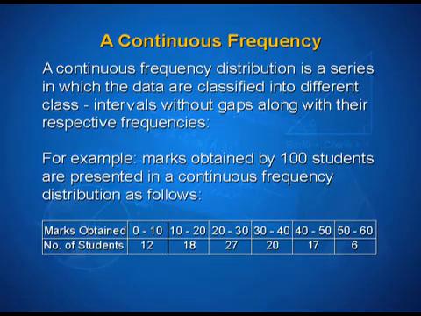Marks obtained from 0 to 10, 10 to 20, 20 to 30, 30 to 40, 40 to 50 and 50 to 60. Here corresponding number of students are 12, 18, 27, 20, 17 and 6. That means 12 students have got marks between 0 to 10, 18 students have secured marks between 10 to 20 and 27 have secured marks between 20 to 30 and so on.